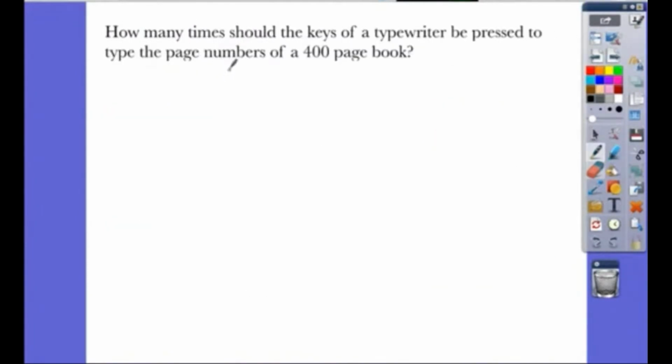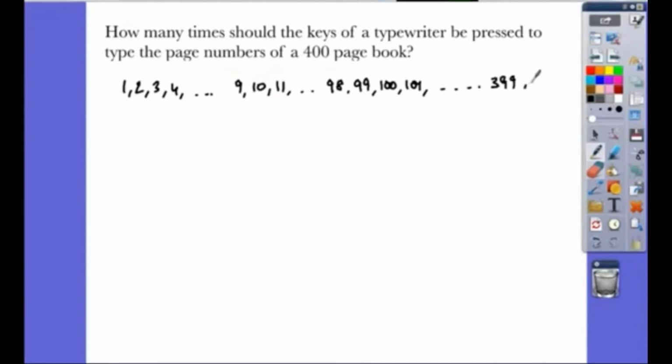How many times should the keys of a typewriter be pressed to type the page numbers of a 400-page book? So there's a 400-page book in which you'll have to type the page numbers. Page numbers are like this, right? 1, 2, 3, 4, so on, 9, 10, 11, so on, 98, 99, 100, 101, so on, 399 and 400. So you'll have to type all these page numbers.